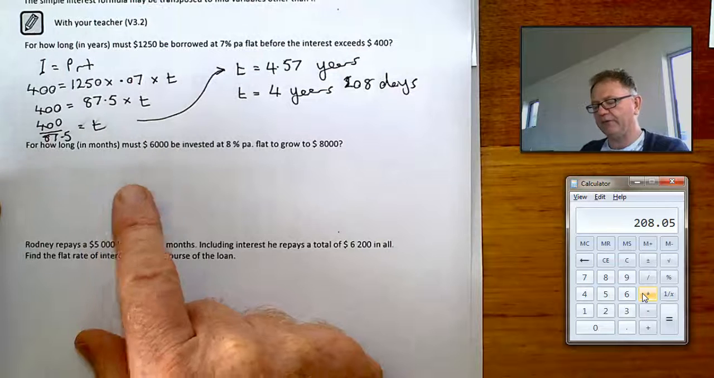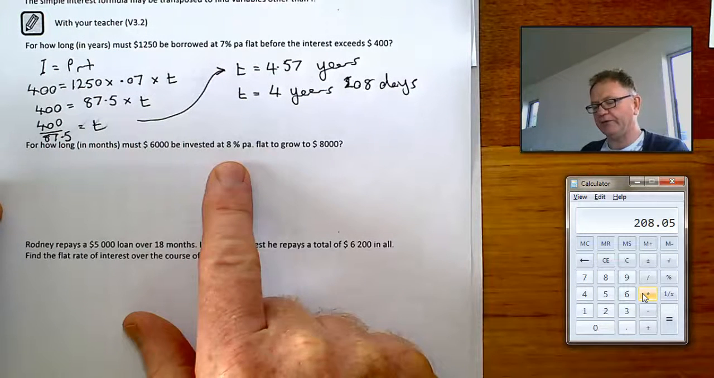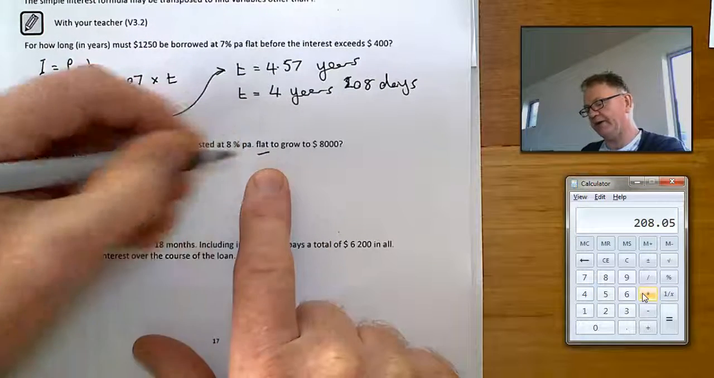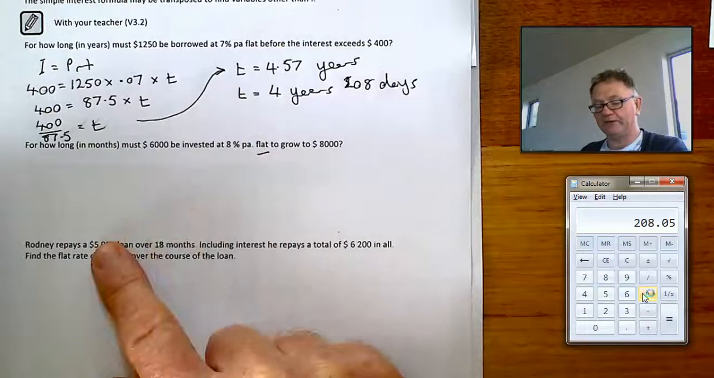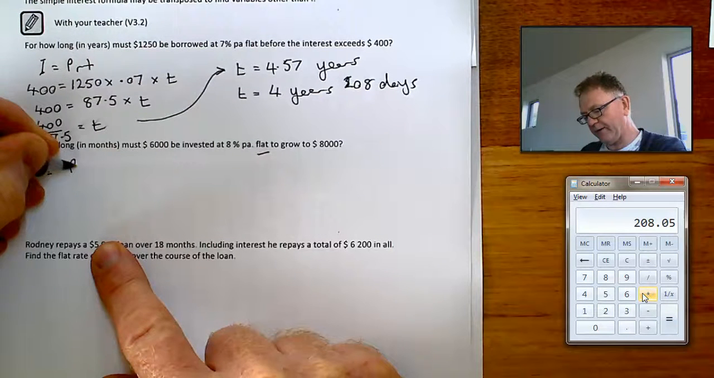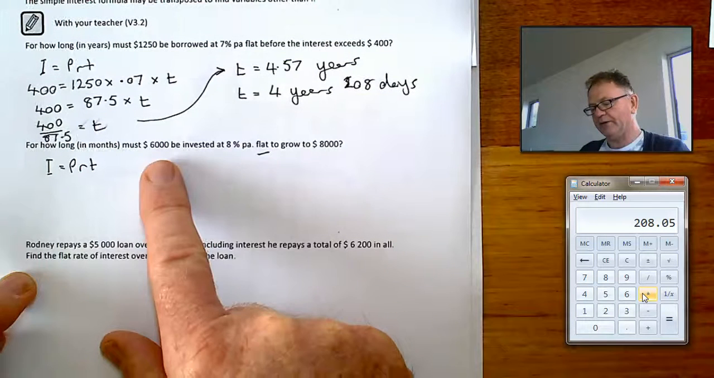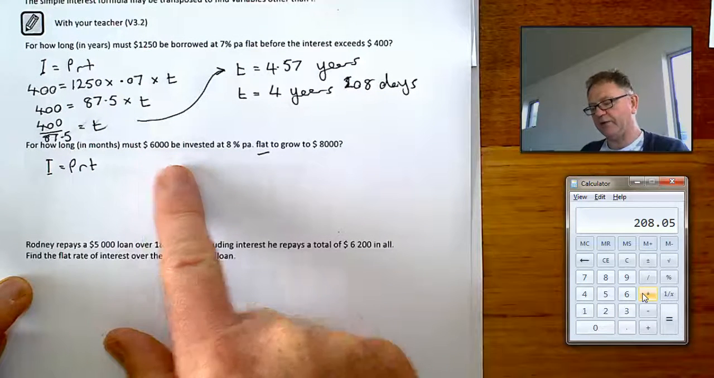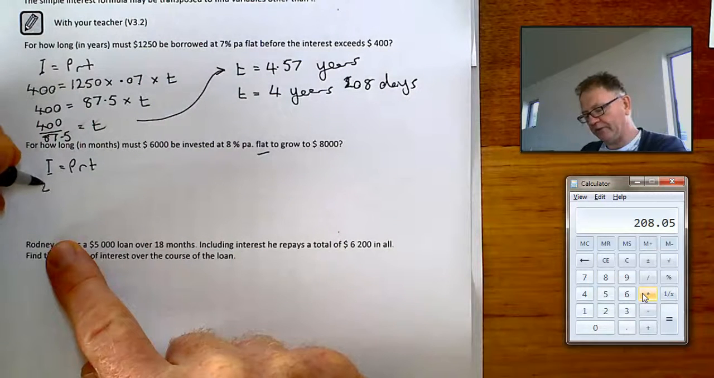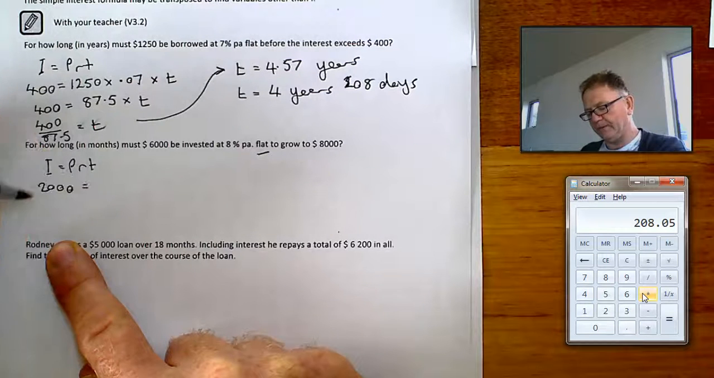For how long in months must $6,000 be invested at 8% flat to grow into $8,000? Notice it says 8% flat. Whenever you see that, it means use simple interest. So we're going to use I equals PRT. This time the amount of interest is, it started at 6,000, we want it to grow to 8,000, so that means there must have been $2,000 worth of interest.